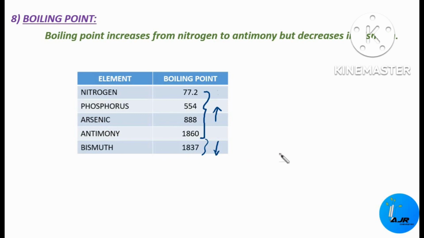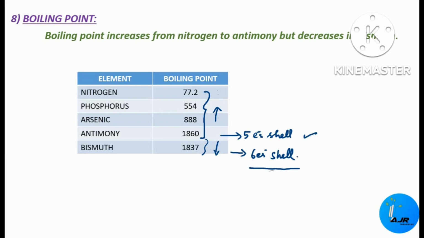But what happens? In the case of antimony, it has five electron shells. Whereas bismuth has six electron shells. Since antimony has five shells, the attraction will be more. That is, the outermost electrons will be attracted by the nucleus very effectively. So attraction will be more, and we have to spend a lot of energy. So automatically the boiling point will be high.